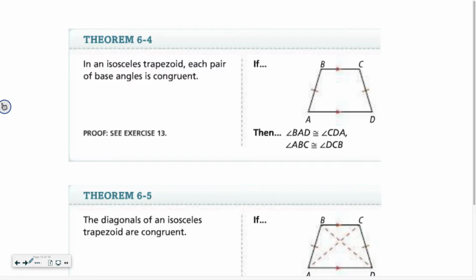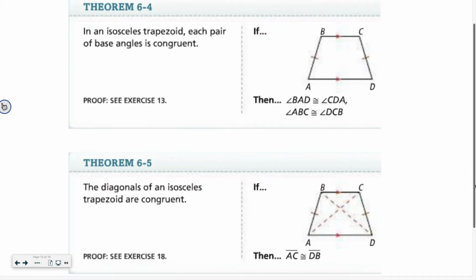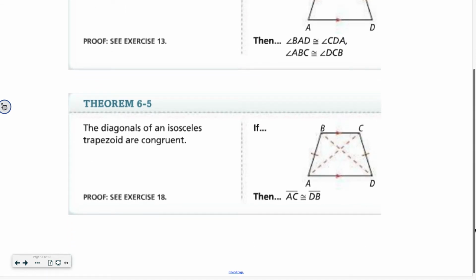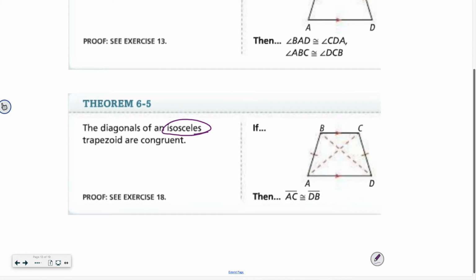Here are two more theorems that basically summarize what we've been talking about already. So theorem 6.4 talks about how each of the base angles in each pair of base angles are congruent in an isosceles trapezoid. And theorem 6.5 talks about how the diagonals of an isosceles trapezoid are congruent. I did not mention this yet. So the diagonals in an isosceles trapezoid are congruent. That's very important. It's not any trapezoid. It's specifically isosceles trapezoid. Those are congruent to each other.